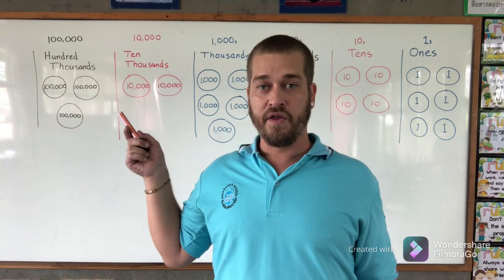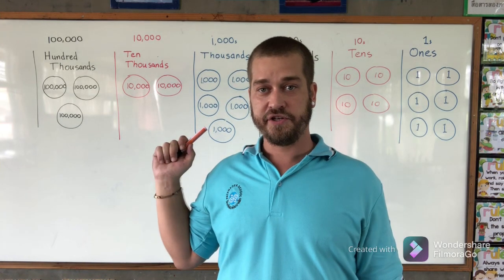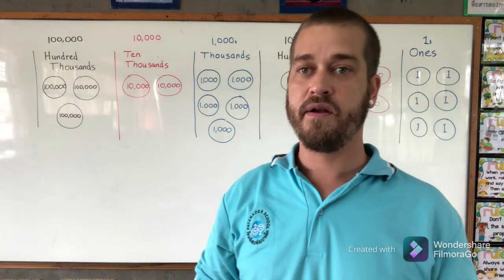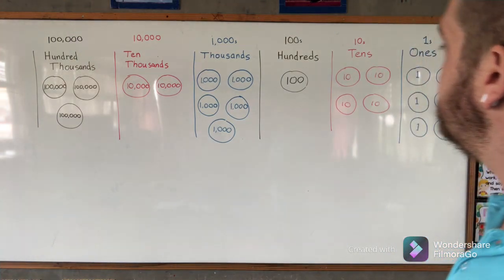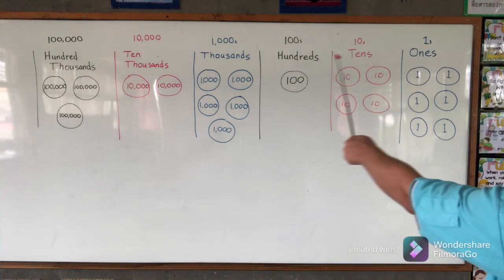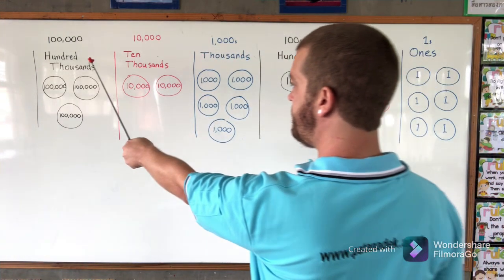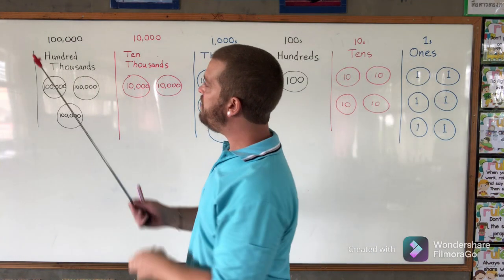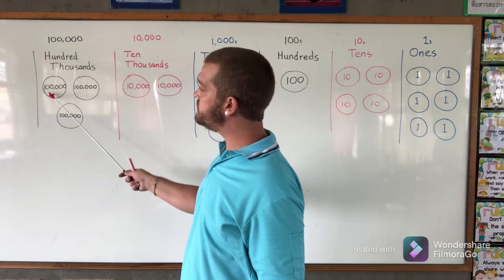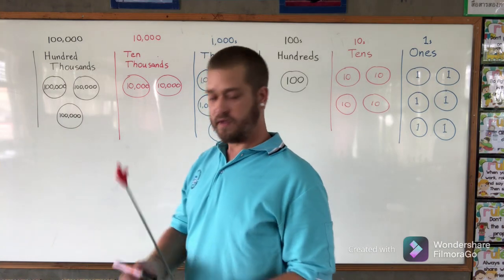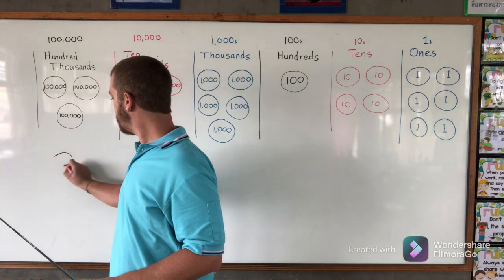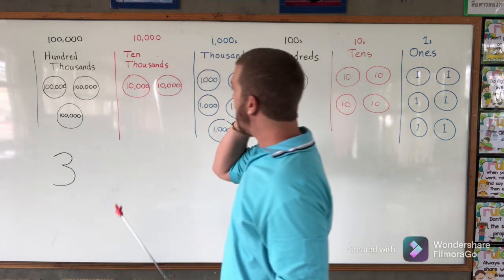We're going to start on the left side, which, can you tell me where the 100,000s are? Yes. How many 100,000s do we have? Yeah, it looks like 3. So let's write a 3.